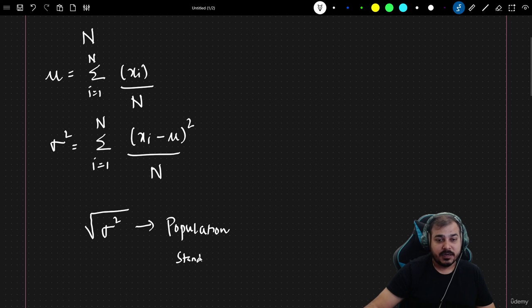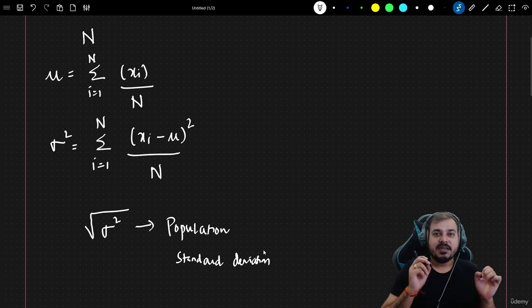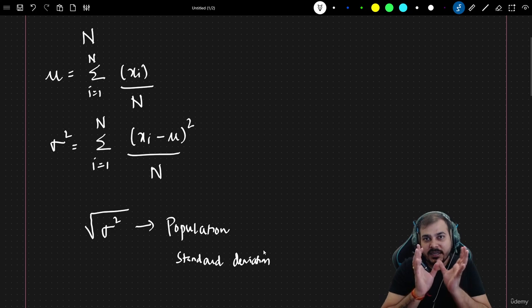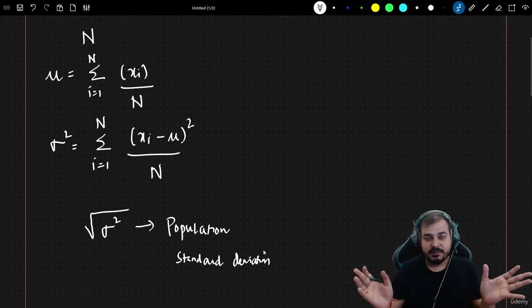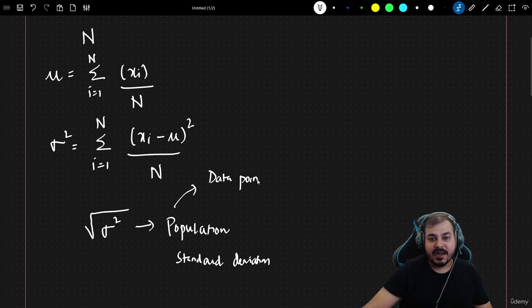Population standard deviation. Why population standard deviation is used, I'll talk about in much more detail in the upcoming section, but just understand that the variance gives you the spread, the dispersion, right? Whereas a standard deviation will tell you how far you are away from the mean. So suppose I select a data point, it tells how far that data point is away from the mean.